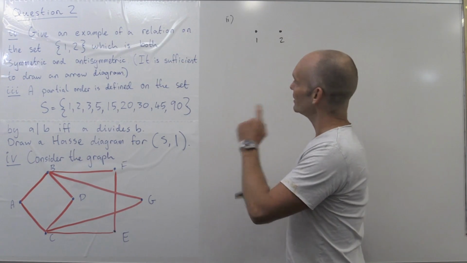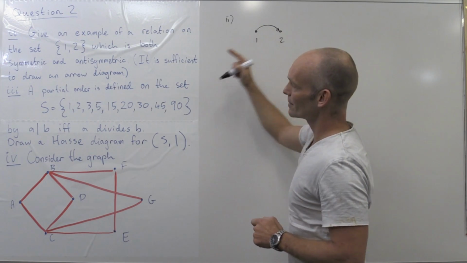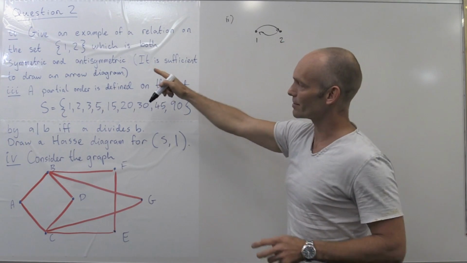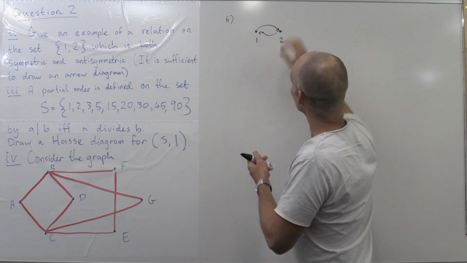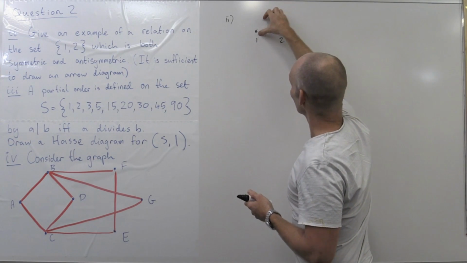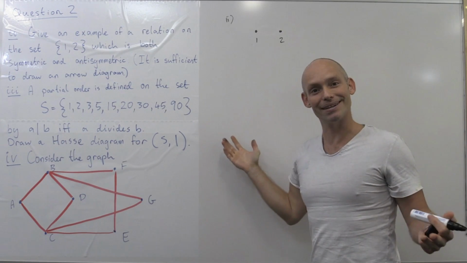Now, if there were an arc going, or an arrow going from 1 to 2, because it's symmetric, there'd also have to be one going this way. But it's anti-symmetric, so we can't have that. In fact, that means that we can't have any arcs going from one of the dots to another dot. So, ta-da, there is a solution.